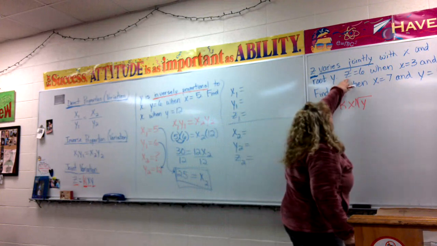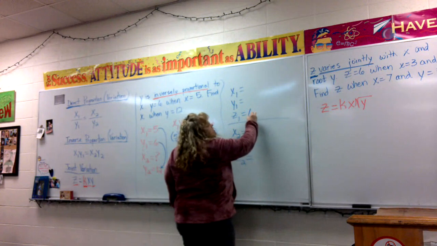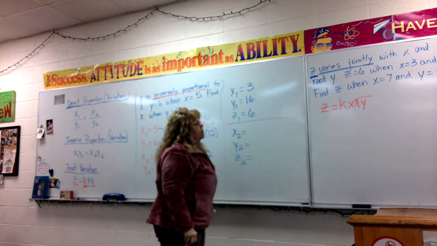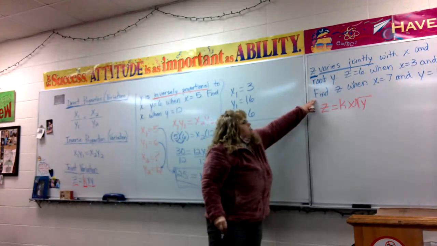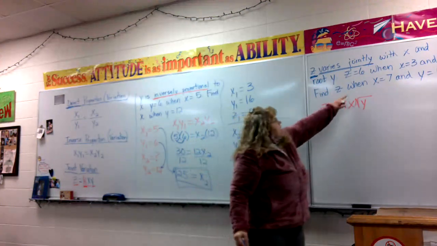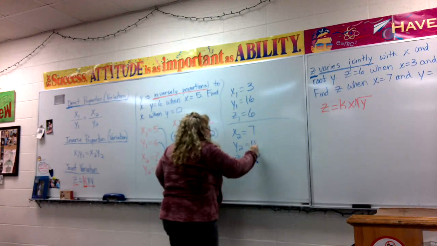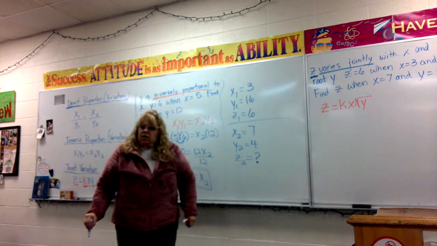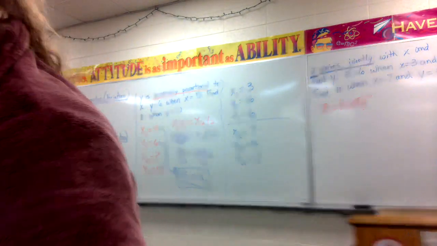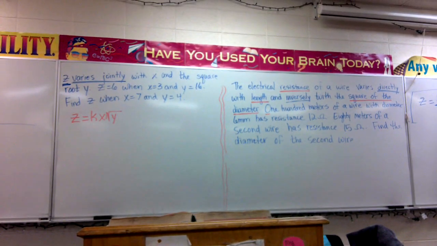It says z is 6 when x is 3 and y is 16. Keep going. It says find z when x is 7 and y is 4. So you're going to have to do this in 2 parts.